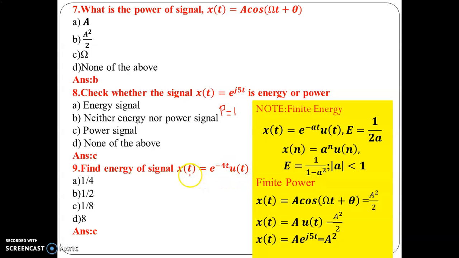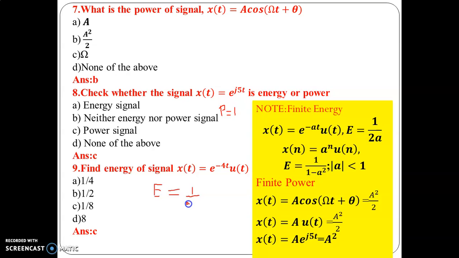Now, this signal is related to this signal. Already I told you this signal is said to have finite energy. Now if x of t is this, what is the value of energy? E is equal to 1 by 2a. For this question, you are asked to determine the value of energy. So E is equal to 1 divided by 2a.